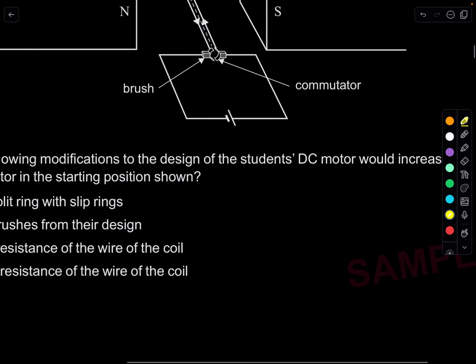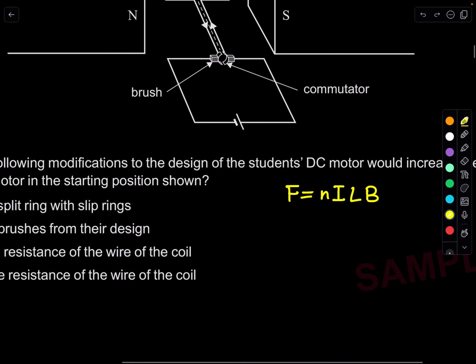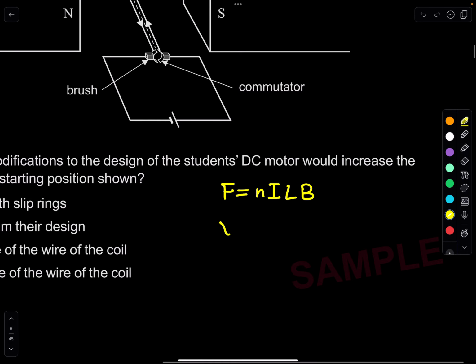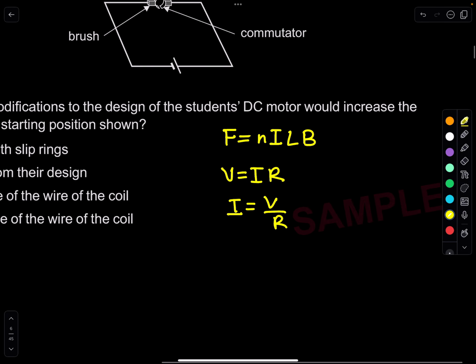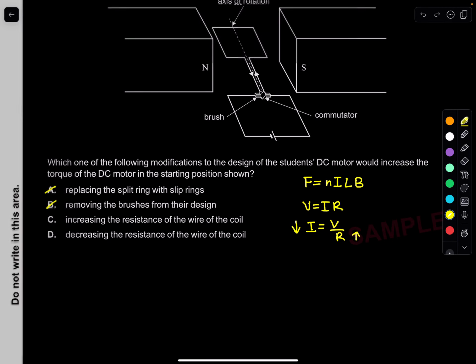Okay, let's think about this. To increase torque, force is equal to N I L B: number of turns, current, length, magnetic field. So if you increase any of these, you increase the force and hence increase your torque. Now, if you're increasing your resistance, we know about Ohm's law, voltage is I times R, current times resistance. And so your current is voltage over R. If you increase your resistance, you decrease your current. And if you decrease your current, you're decreasing the force, and hence this decreases your torque.